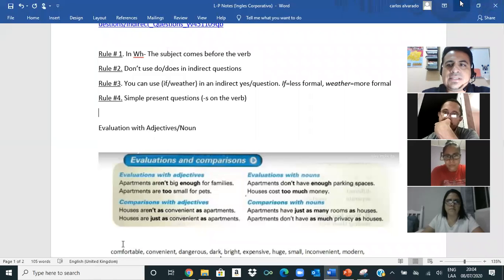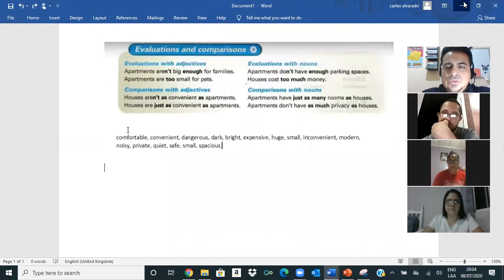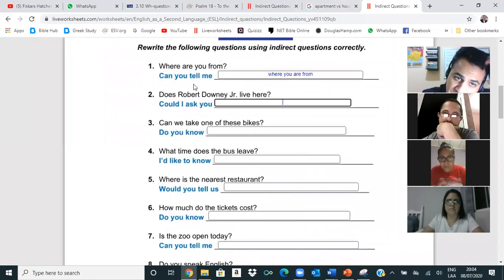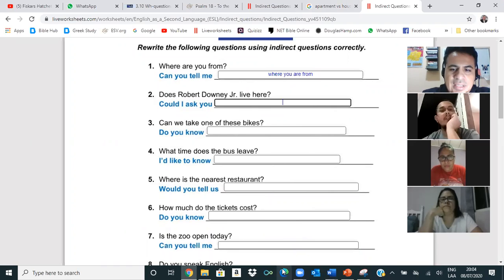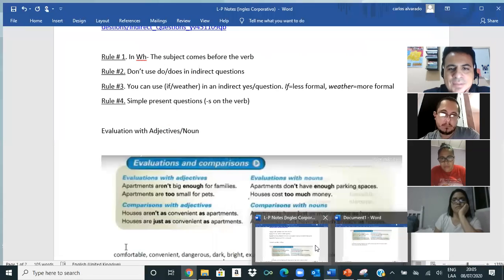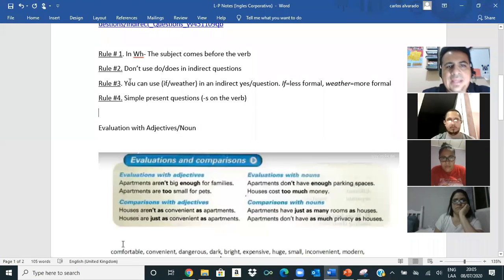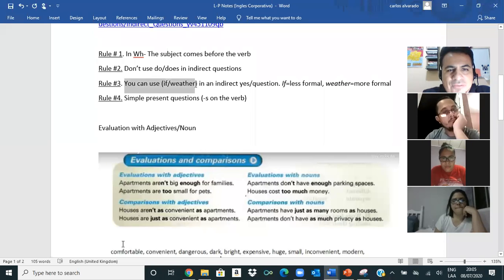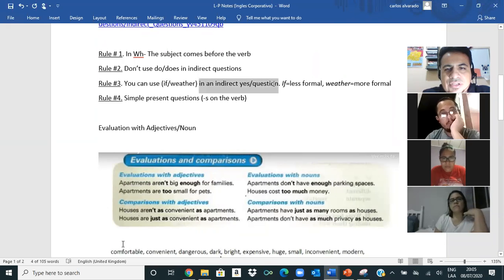Okay? So let's see. Let's go to the exercise that we were doing now. Here, for example, does Robert Downey Jr. live here? This is a yes or no question. Okay? ¿Qué es la regla número cuatro? Yes or no question. I put an S on the verb. Also, do not use do or does. Okay? So, ¿cómo sería? Can I ask you if? Cool. ¿Por qué if? Voy a regresar aquí porque es lo que me está preguntando Sara. ¿Por qué if? Es la regla número tres. You can use if or whether in an indirect yes or no question.